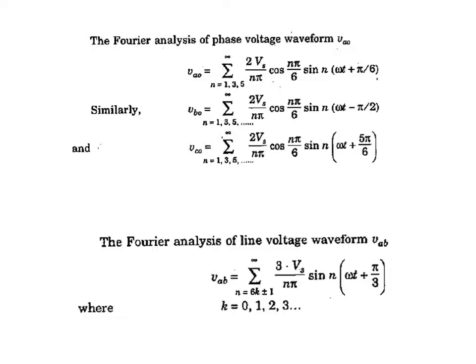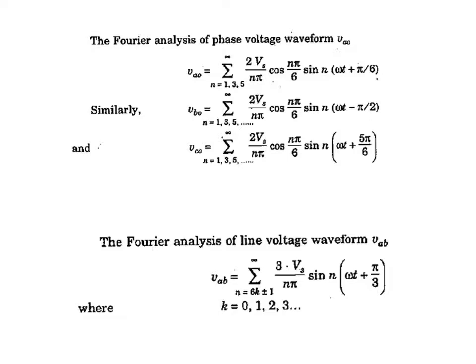So from step 1 we have found out Va0. Similarly, we can find out Vb0 and Vc0 as Vb0 is equal to summation n is equal to 1, 3, 5 to infinity 2 Vs divided by n pi cos n pi by 6 sin n omega t minus pi by 2, and Vc0 is equal to summation n is equal to 1, 3, 5 to infinity 2 Vs divided by n pi cos n pi by 6 sin n omega t plus pi by 6.